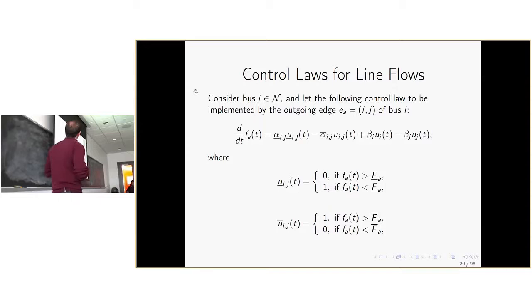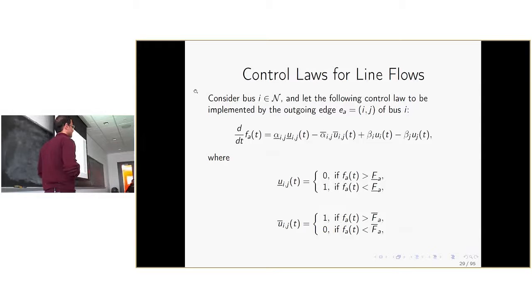Alpha and beta are positive. And if it is not congested, you should decrease your flow. Basically, if it is congested, you need to have more outgoing flow. And u_j, your neighbor, if it is congested, you should decrease the outgoing flow between node i and node j. And if it is not congested, you should increase your flow. These indicators just ensure that the power flow over this line satisfies the upper and lower bounds on the power flows over the line i and j. Any questions or comments?